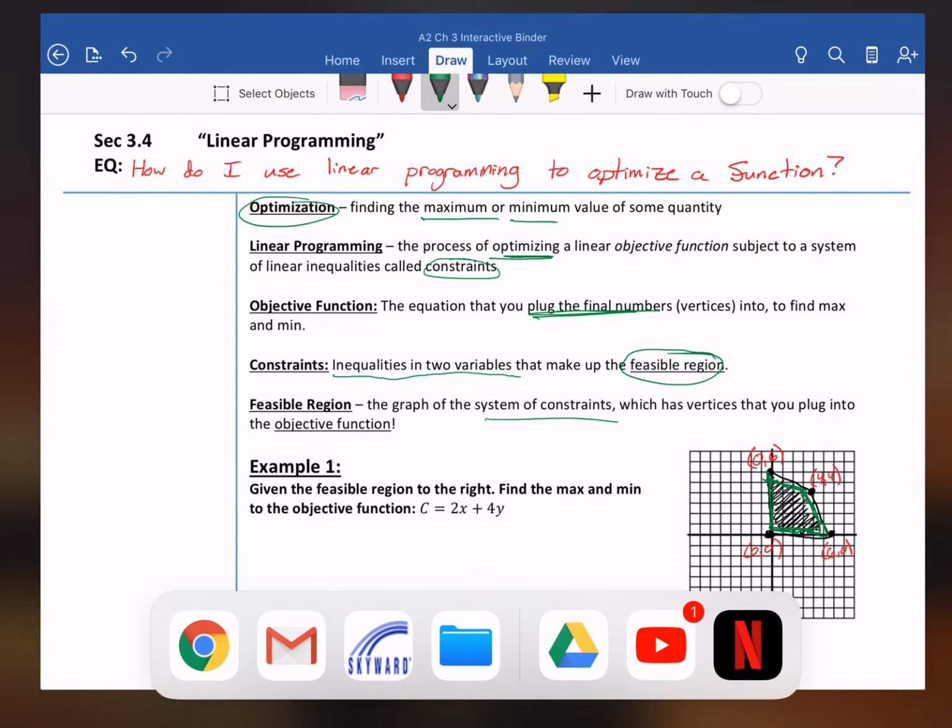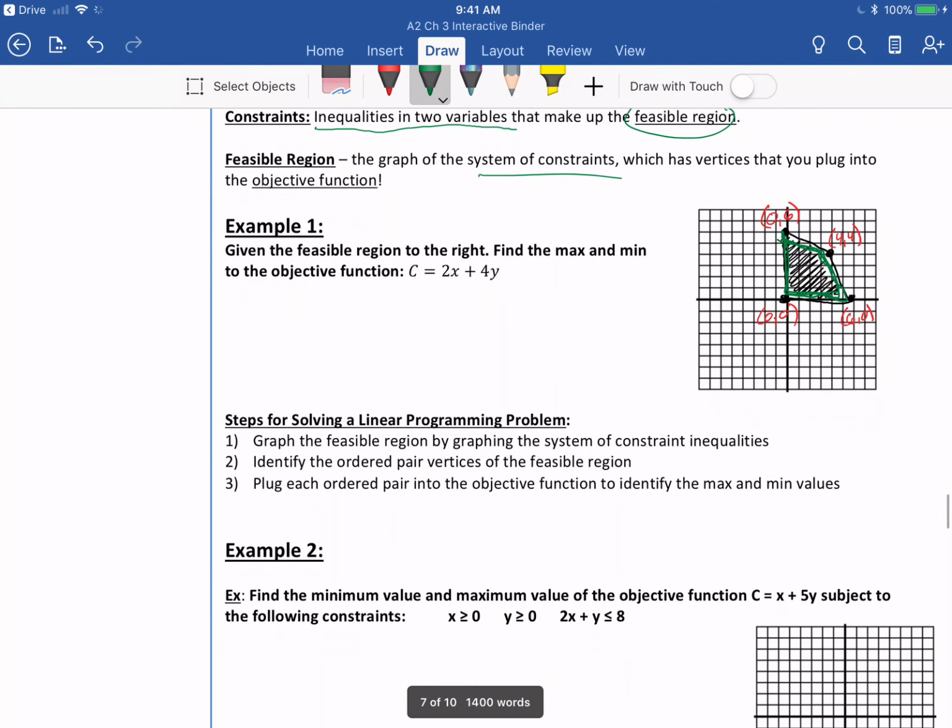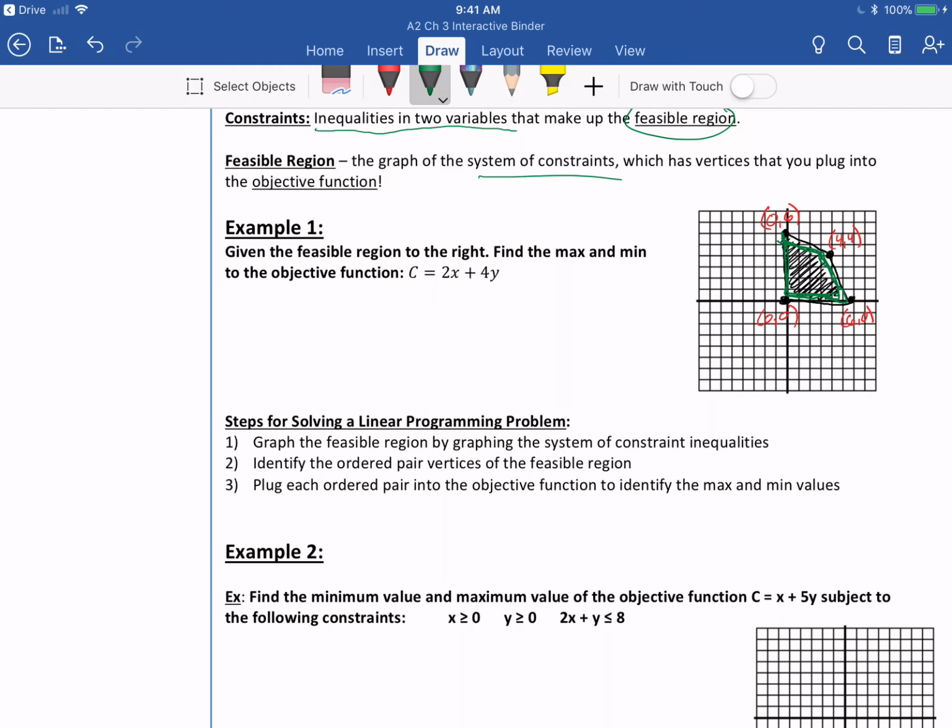Example number one gives us the feasible region. It gives us all my intercepts, and really we just need to plug them into this objective function to find the max and the min. It gives us these points: 0, 0, so I'm going to plug in 0, 0. One of my points is 0, 6. One of my points is 4, 4. And one of my points is 6, 0. These are the vertices of that feasible region, the corners of that feasible region.